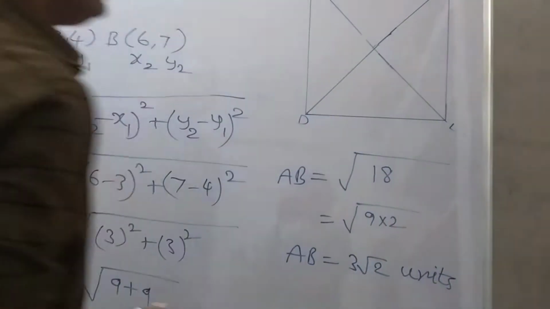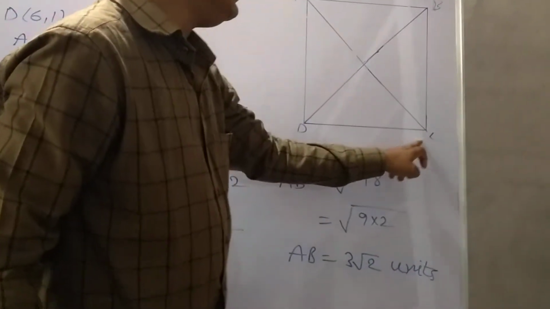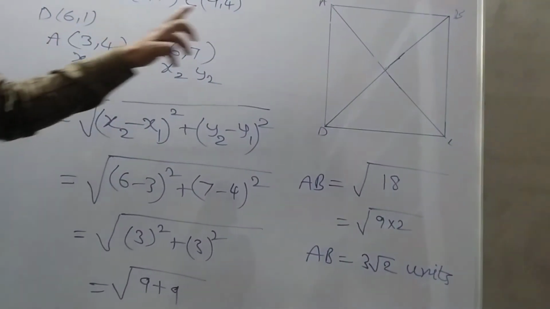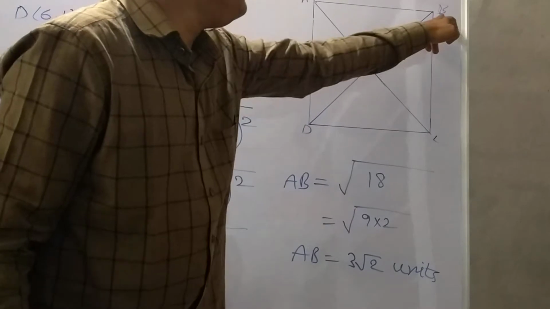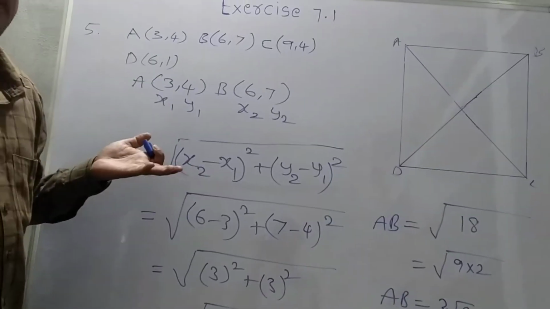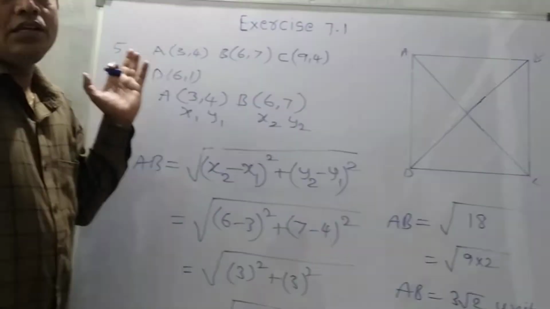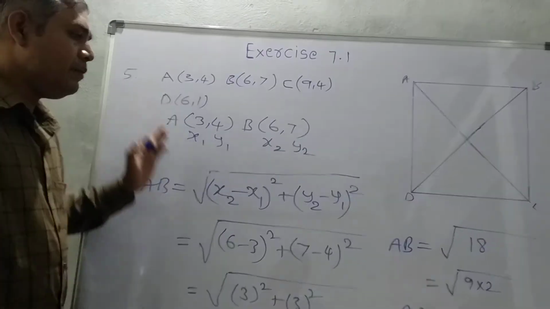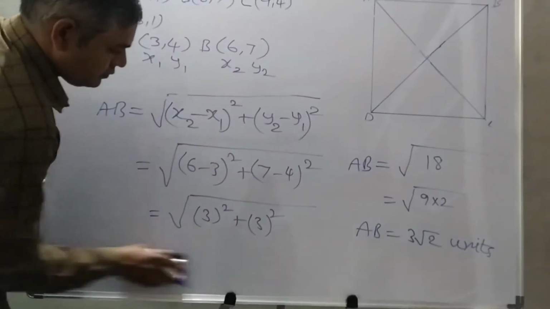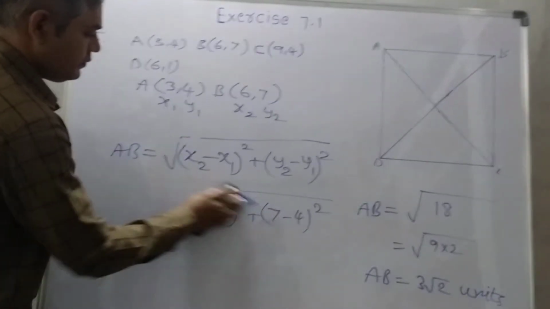In the same manner, we have to find BC, CD and DA. After that, you have to find AC and BD. Using this formula, you can get all the values and see they are equal. Then you can prove that the given points form a square. This is problem number 5. The remaining problems you have to complete at home. Then we are going to solve the next problem.